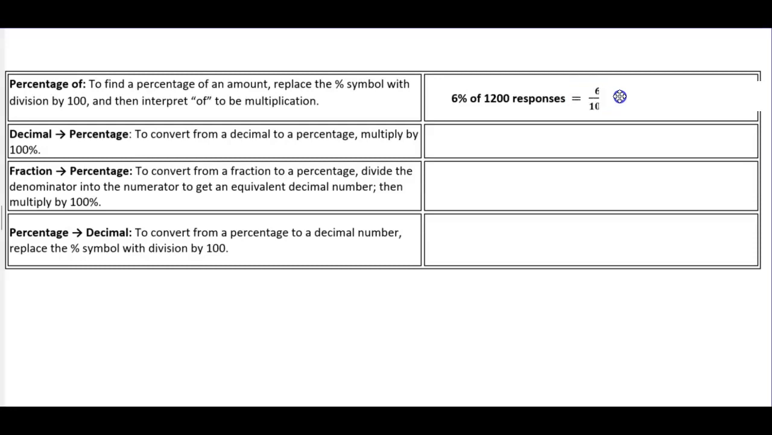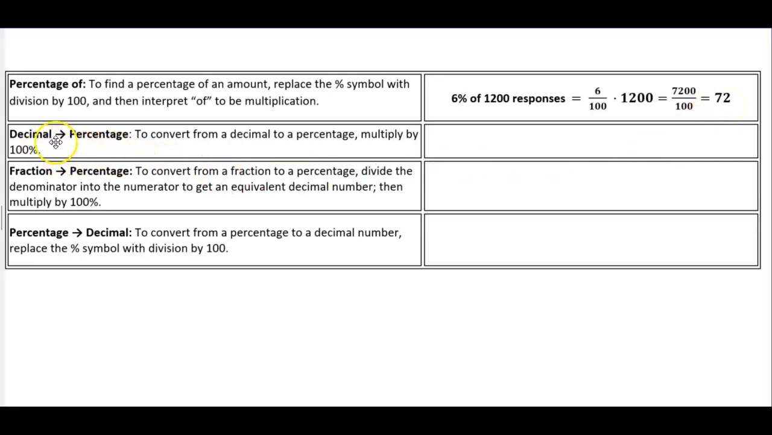Okay, so the first thing we're going to do is divide the number 6 by 100 because that's what that percent symbol tells us to do. And then we're going to multiply that because the word of represents multiplication, 1,200. So if we take 6 and multiply it by 1,200, we get 7,200 divided by 100. And therefore, if we take 7,200 divided by 100, that gives us a result of 72. So therefore, 6% of 1,200 responses is 72 responses.